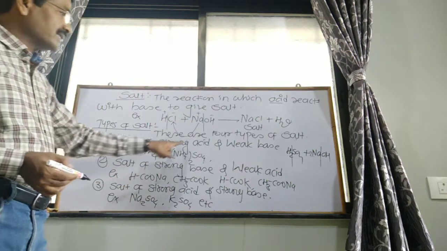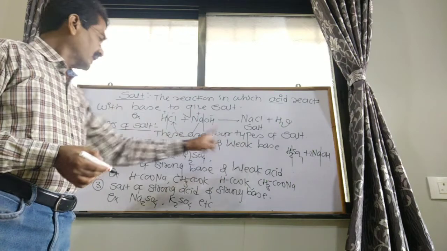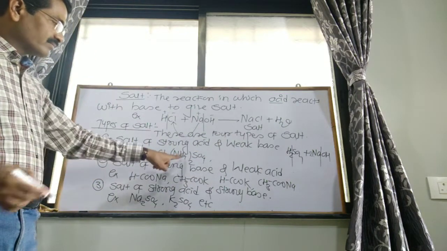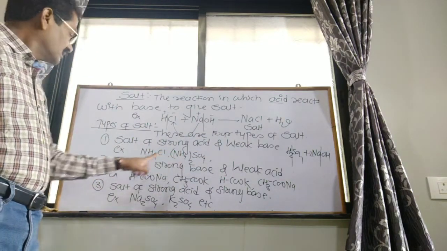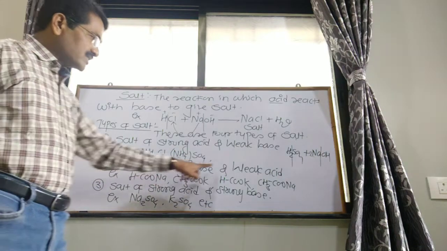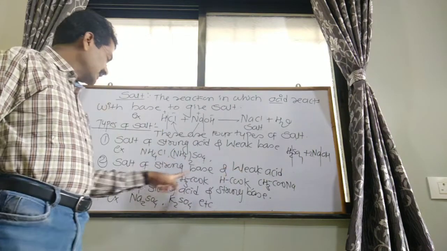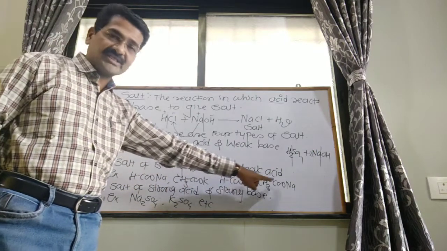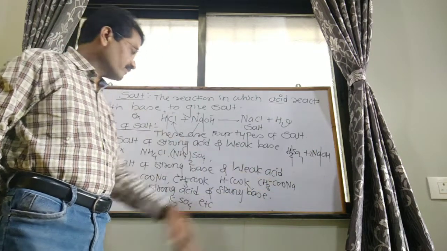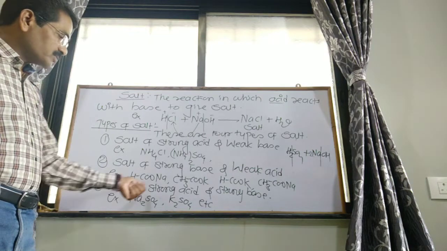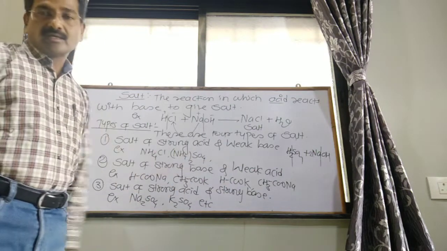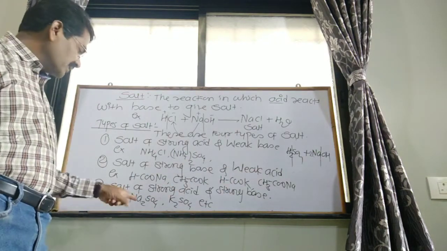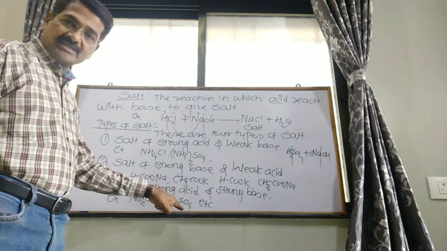First is the salt of strong acid, weak base. Example: ammonium chloride, then ammonium sulfate. Salt of strong base, weak acid. Example: sodium formate, sodium acetate, potassium formate, potassium acetate. Then third, salt of strong acid and strong base. Examples: sodium sulfate, potassium sulfate.